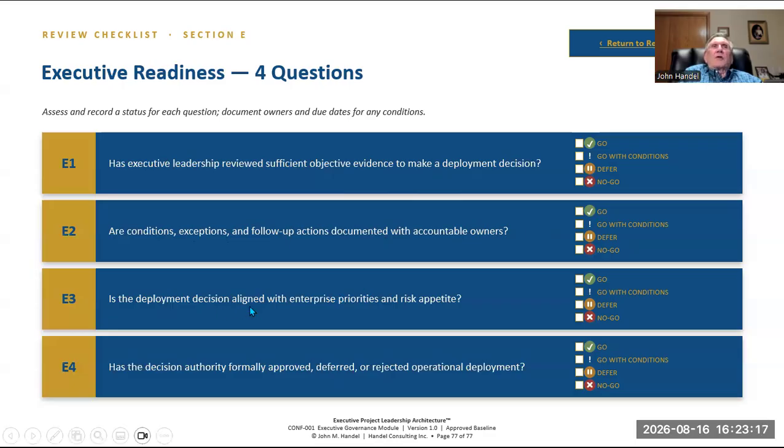Is the deployment decision aligned with enterprise priorities and risk appetite? And has the decision authority formally approved, deferred, or rejected operational deployment? Again, at the executive level, everybody's on board now as to why we're going ahead. And if there's any hesitancy, you can prevent going ahead and risking a bad customer experience by delaying. Even though the project is finished, you may want to delay a week or two until operations are ready to better take care of the system, or whatever the issue is.